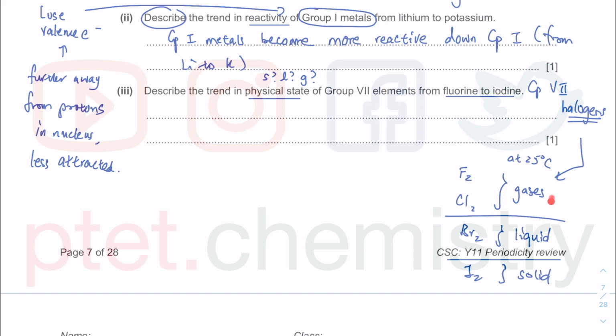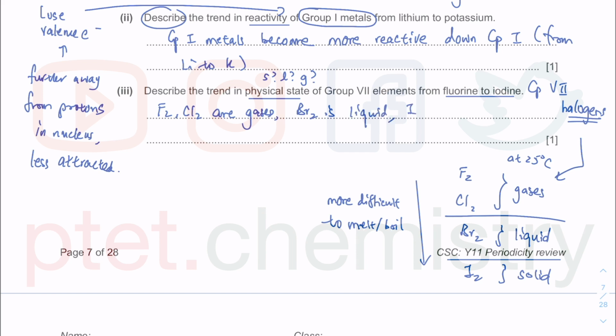As you could see, it becomes harder and harder, or we can say more difficult to melt and also to boil down group 7. So the trend in physical state, F2, Cl2 are gases, Br2 is liquid, I2 is solid, so therefore melting and boiling point, so basically how easy it is to melt and how easy it is to boil, increase down group 7, well, basically fluorine to iodine.